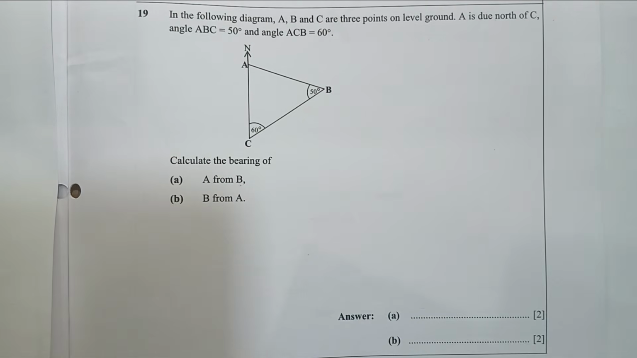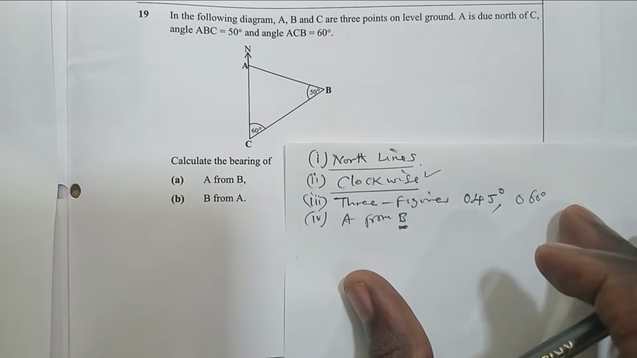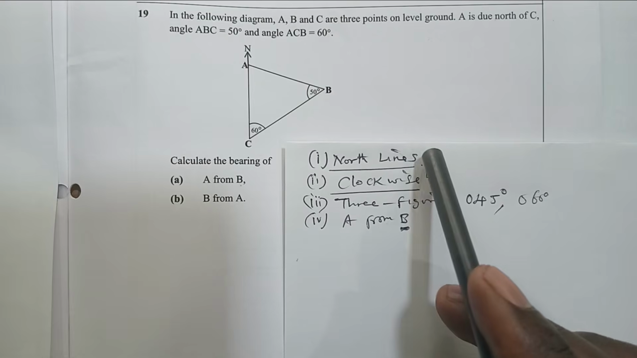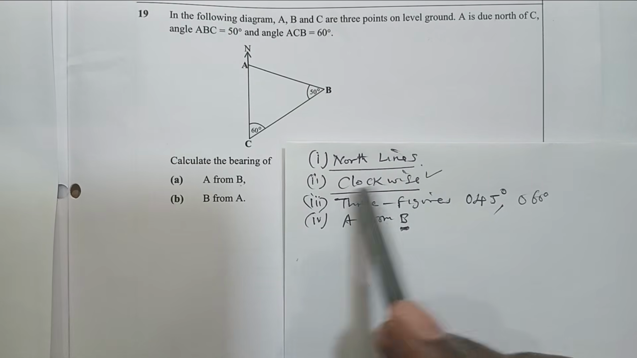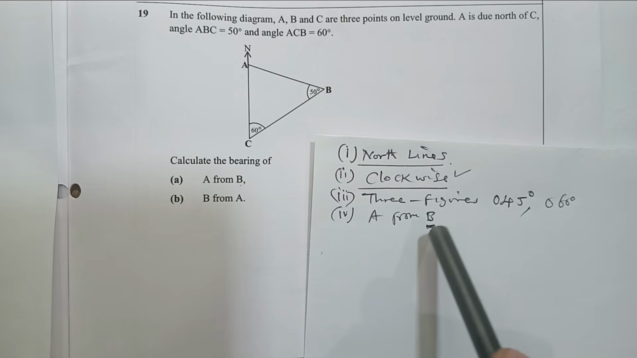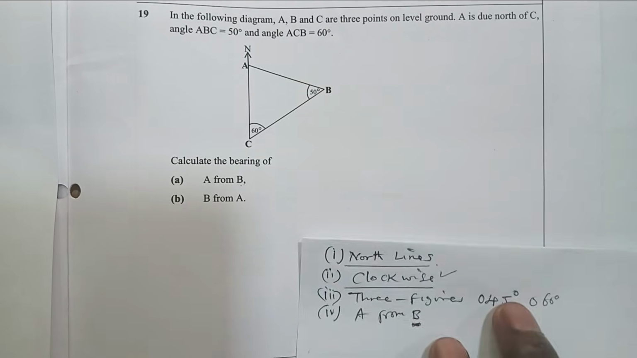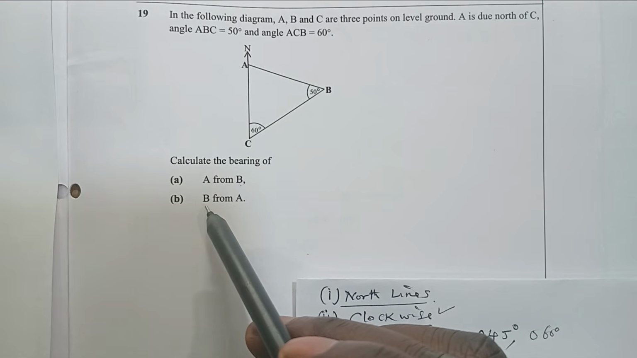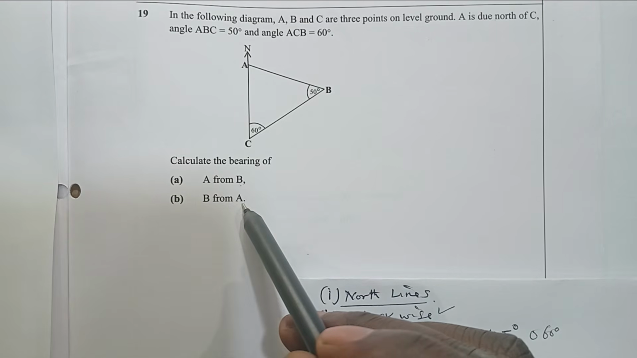So again, we are basing our calculation on this. Always start from the north line, clockwise direction, 3 figures, then the language A from B, then you start from B. Let's move to the second part of the question, which says calculate the bearing of B from A.